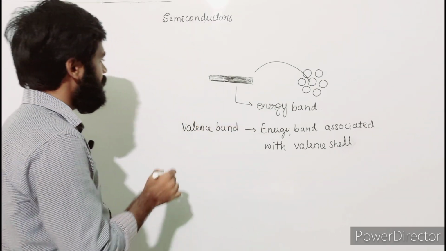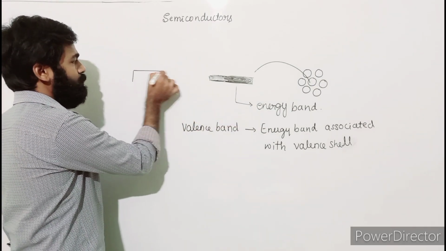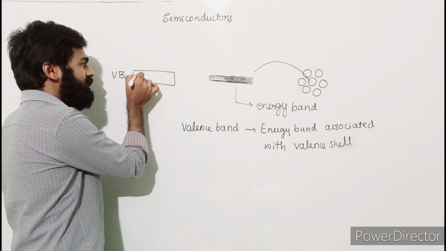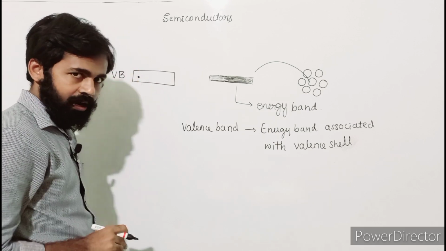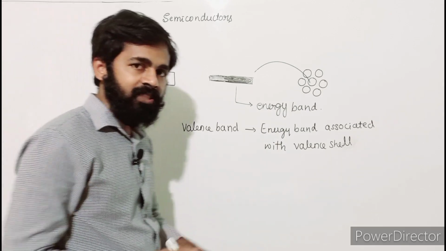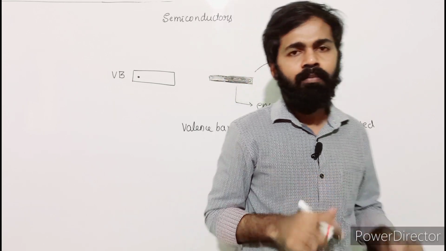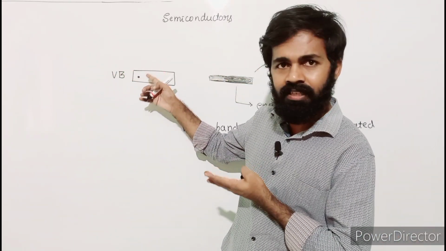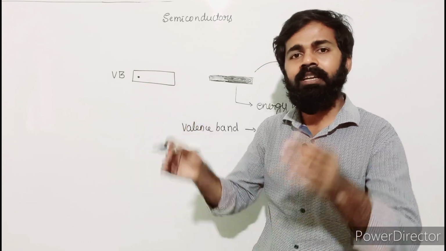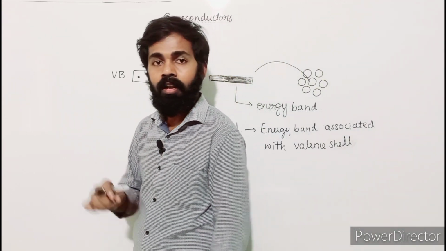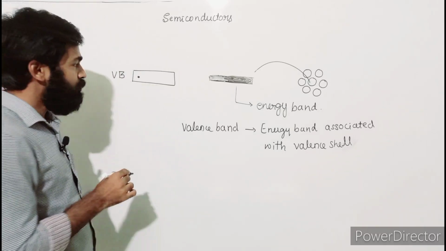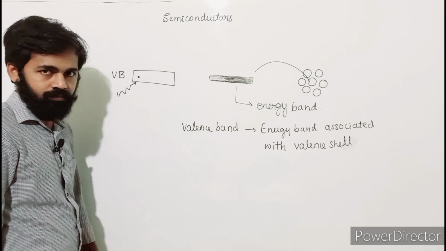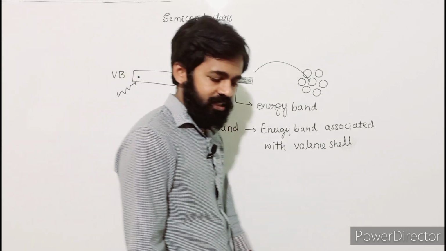Let's consider this is my valence band. If my electron is present inside this valence band, it means this electron is bound to the atom, because that's the energy level of an atom. So if an electron is present inside the valence band, it is associated with the atom. Now what happens if I supply some energy to this electron?